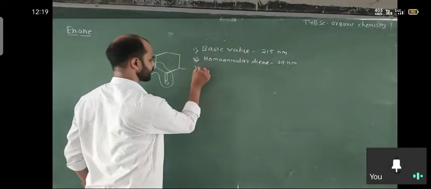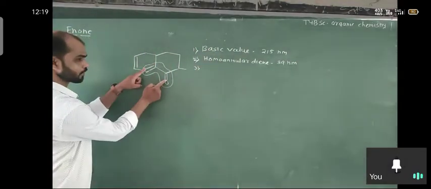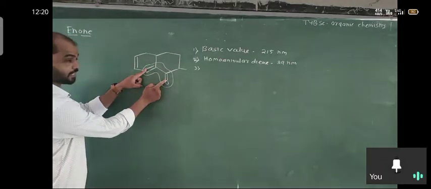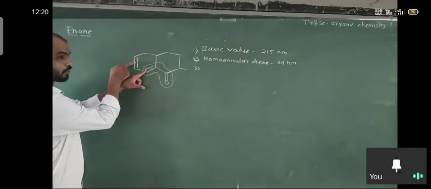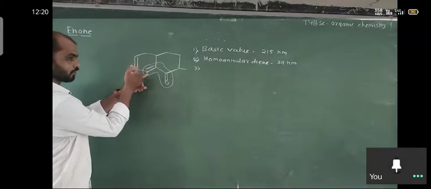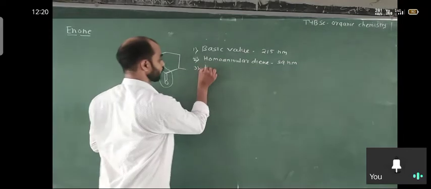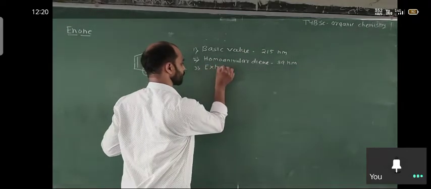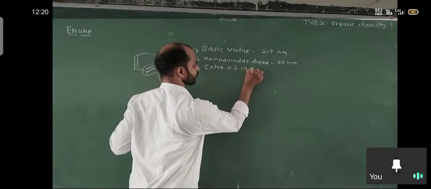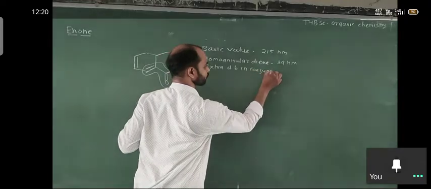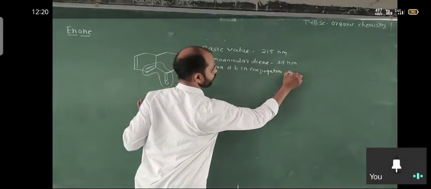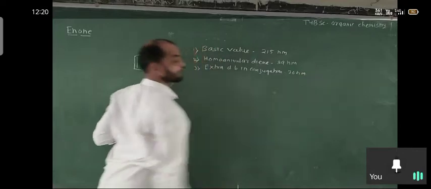Third point is, is there an extra double bond in conjugation? It is the basic diene. This bond is extra in conjugation. This bond extra in conjugation means it is the extra double bond in conjugation. For that, there is a 30 nanometer value.